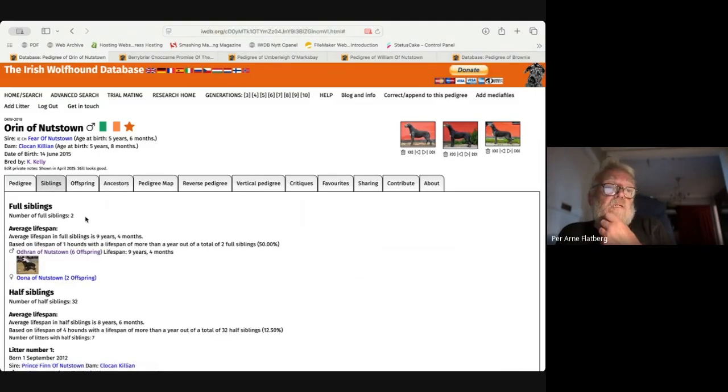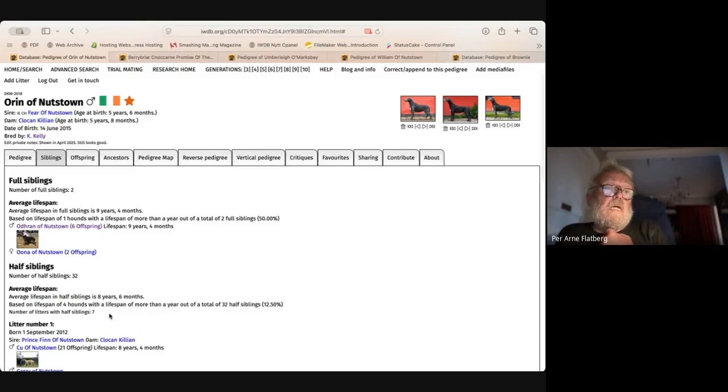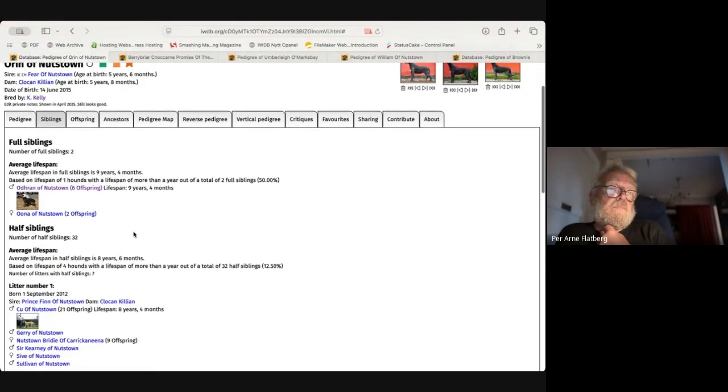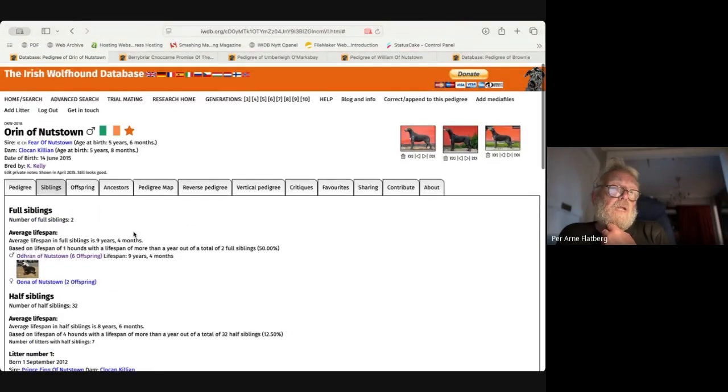If we look at the siblings, you will see a similar lifespan focus. You can see the average lifespan is 9 years and 4 months in full siblings and 8 years and 6 months in half siblings. But there's very little data on his half siblings here, and that's unfortunate. Would be useful for those breeding on him.